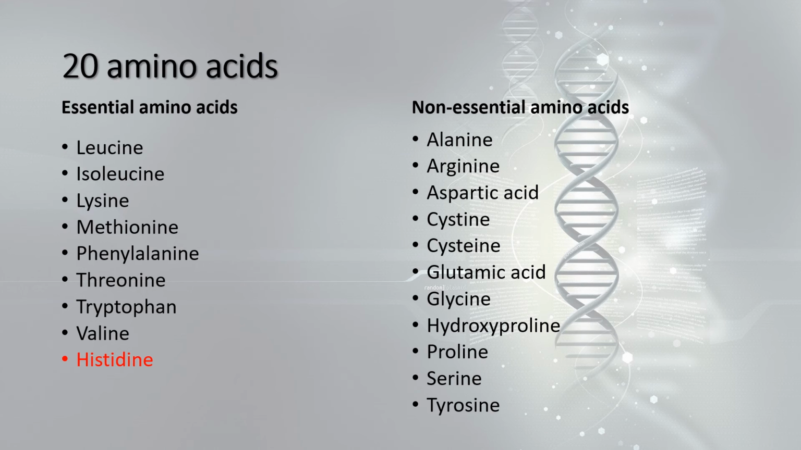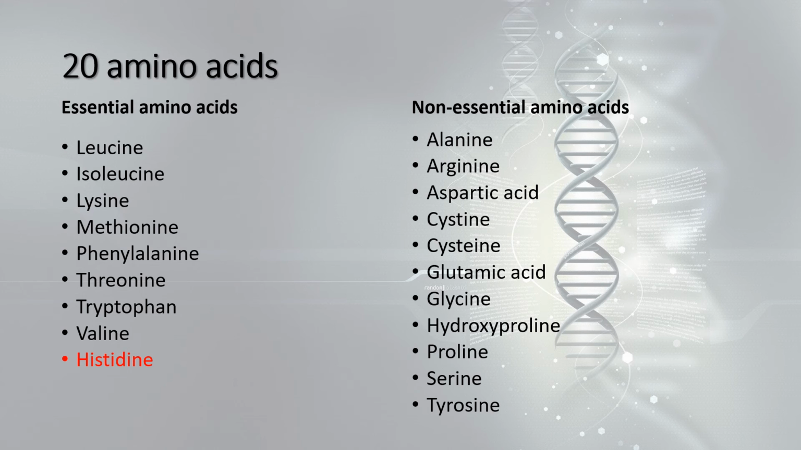There are 20 amino acids and they are classified into essential amino acids and non-essential amino acids. Essential amino acids are those which our body cannot create and therefore we need to get them from an outer source. Meat is a source of essential amino acids and these are leucine, isoleucine, lysine, methionine, phenylalanine, threonine, tryptophan, valine, and histidine. Histidine is added to this list because in childhood it is not created by the human body and therefore it is needed.